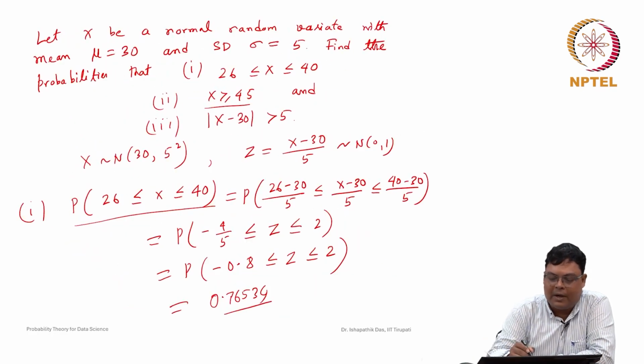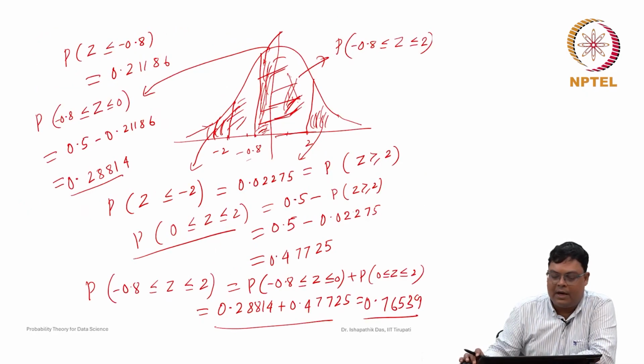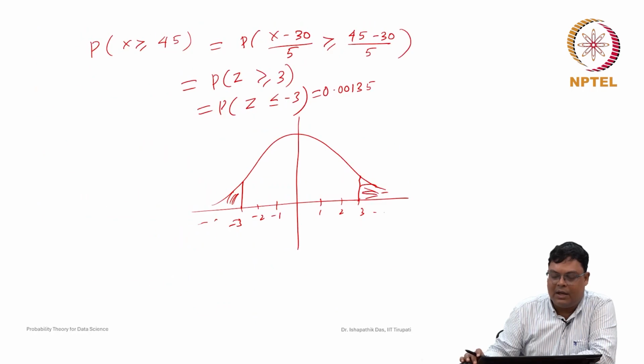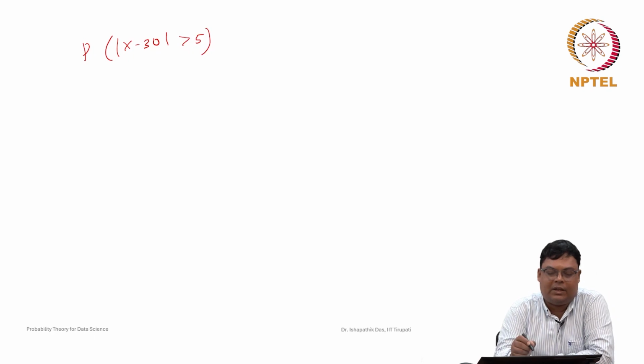So, now we have to find the probability that mod of x minus 30 is greater than 5. So, how can we find this? The question is: probability that mod of x minus 30 is greater than 5.